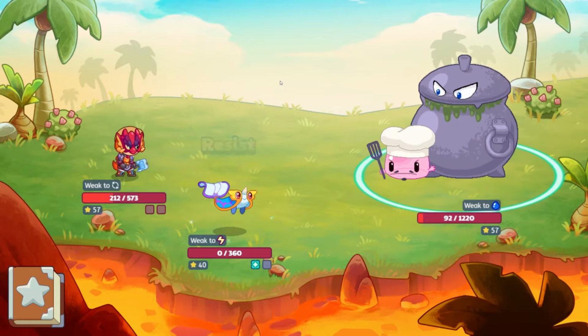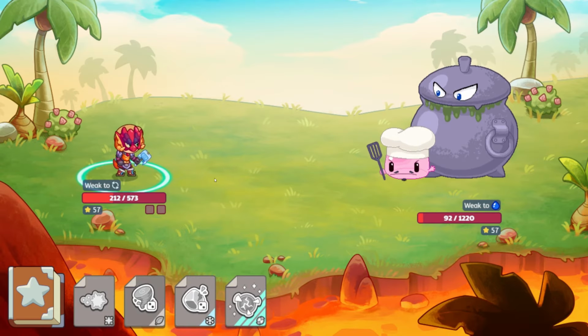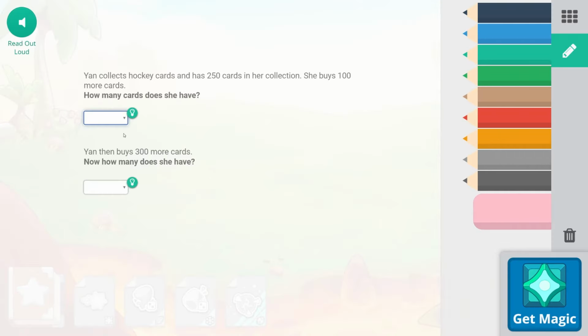Goodbye, Cuddlefin. I don't think we have our all-out attack, so I think it's gonna... Oh, we do have our all-out attack. Goodbye, Cipollini. 250 cards. She buys 100 more cards. So our hundreds place value is going to go up by 1, which is going to be 350 cards. Yan then buys 300 more cards. So 300 is going to go up by 300 more, 650.